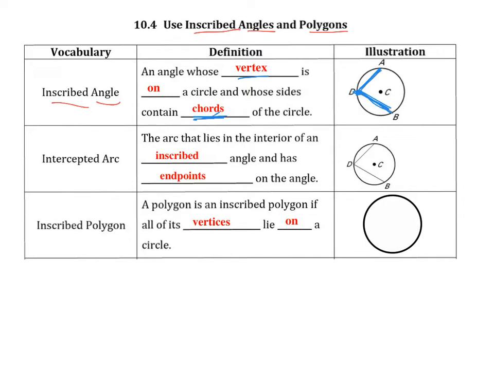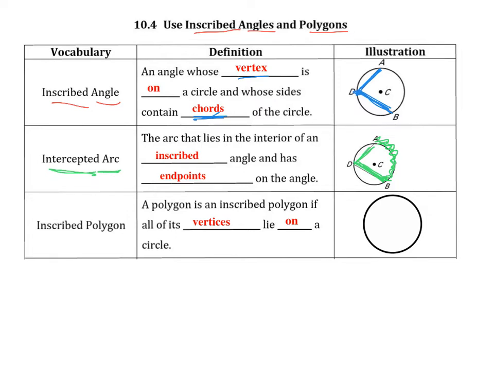Now, when I draw an inscribed angle, what happens is it opens up to an intercepted arc. Okay, so here's my inscribed angle, angle ADB, and it opens up to this arc AB. That's my intercepted arc. Now, what we learned in the previous section is that the central angle and that intercepted arc have the same measurement. Well, that is not going to be the case anymore for inscribed angles.